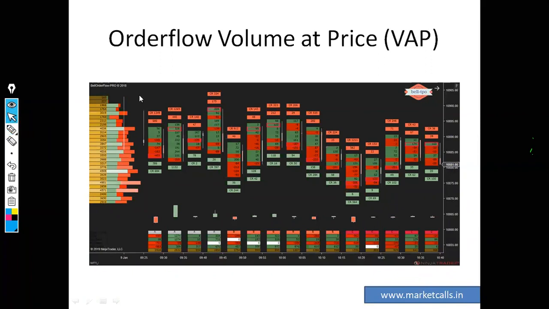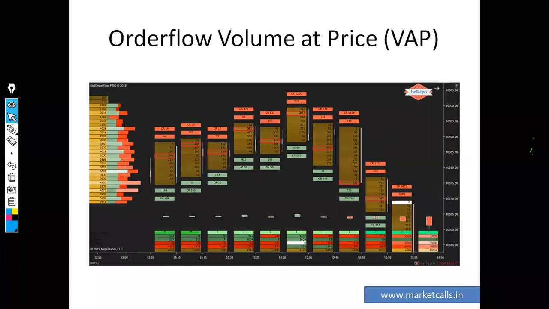Again, this is another representation of order flow. If you are not bothered about the buyers and sellers interaction, and you want to know where the maximum participation is coming in, then you can look into this volume at price, order flow volume. It's generally under the tab order flow volume.